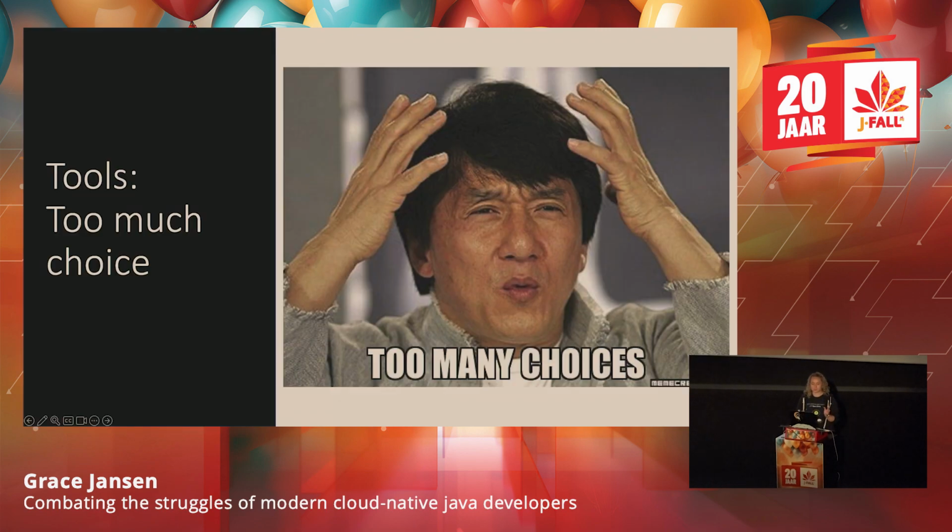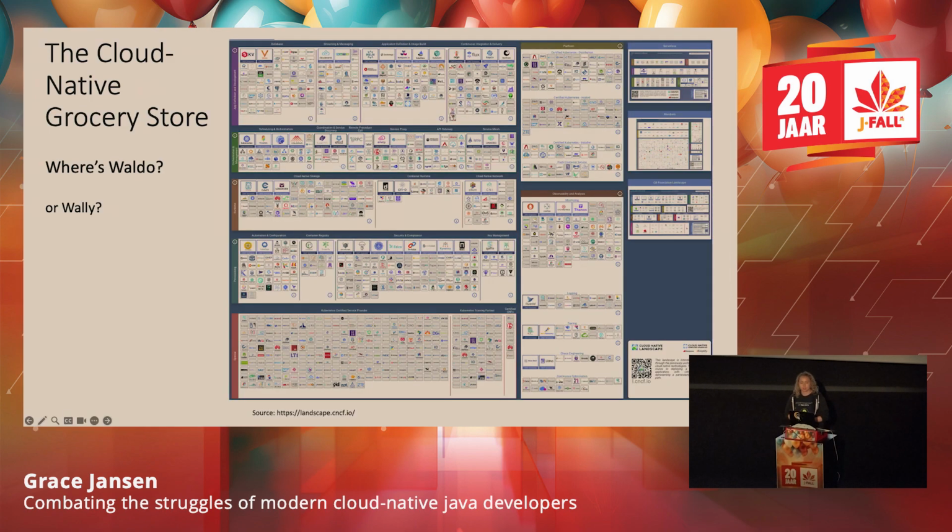Speaking of tools, this is another huge issue we face. As well as this shift left, there are so many tools out there, it's difficult for us to pick which ones to actually use in our applications, which ones are going to be best for our specific use case. All you need to do is take a look at what I like to call the cloud-native grocery store to pick out which ones you want to use. I have a challenge here for you, just to illustrate how confusing this is. I've put Wally in there.